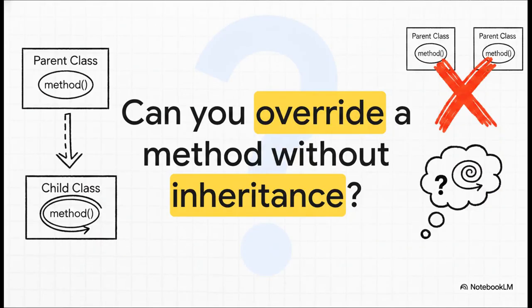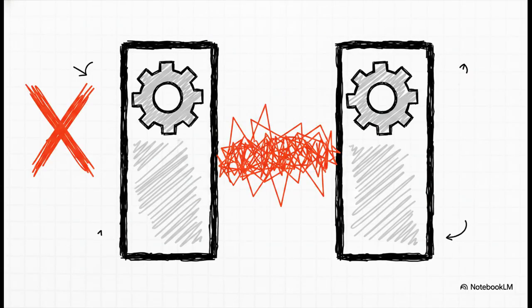All right, final question. Question 3. And this is the ultimate test of today's core concept. Can you perform method overriding without an inheritance relationship? Think back to the rules we just went over. And the answer is absolutely not. No way. Overriding is strictly a family affair.